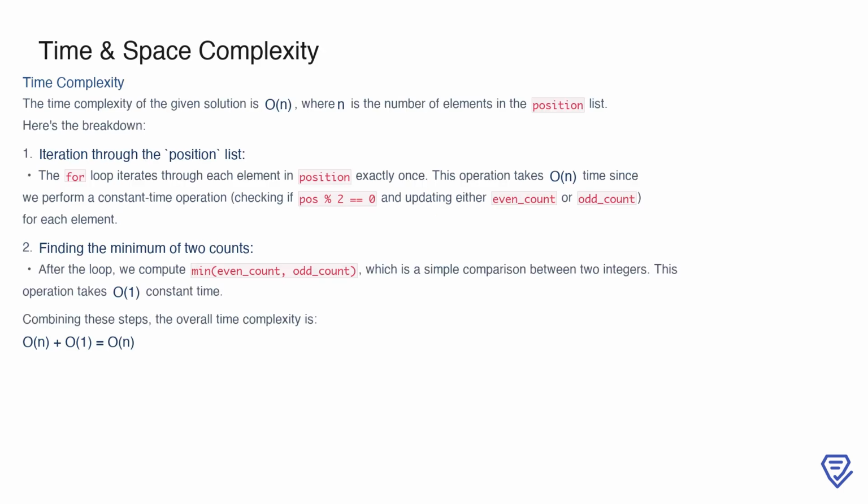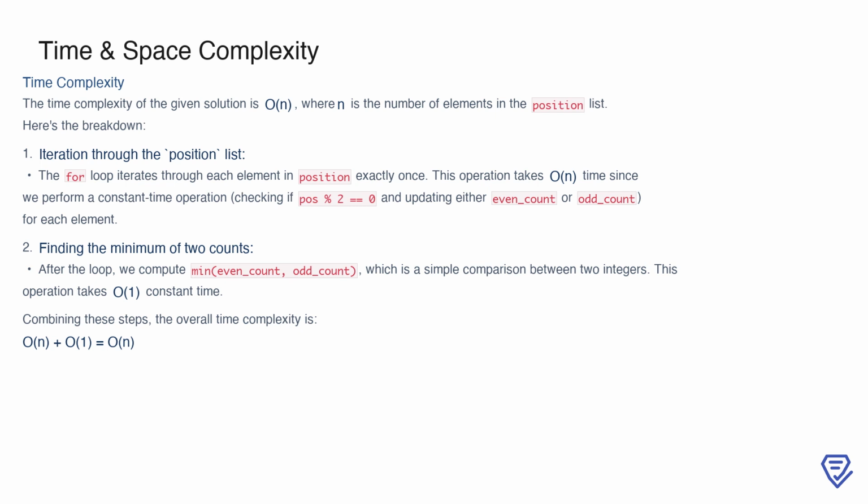The time complexity of our solution is O(n), where n represents the number of elements in the position list. Let's break this down step by step. First, we iterate through the position list using a for loop. For each element, we determine whether the position is even or odd and update either even_count or odd_count. Since this operation is performed once for each element, it takes O(n) time in total.